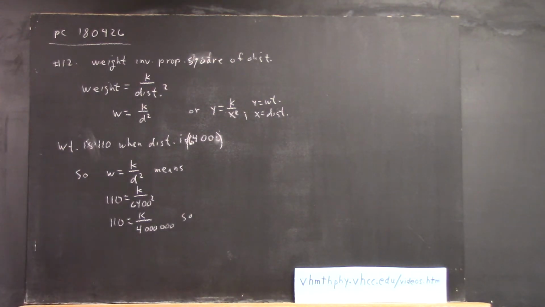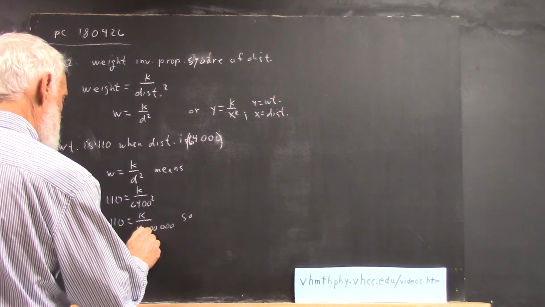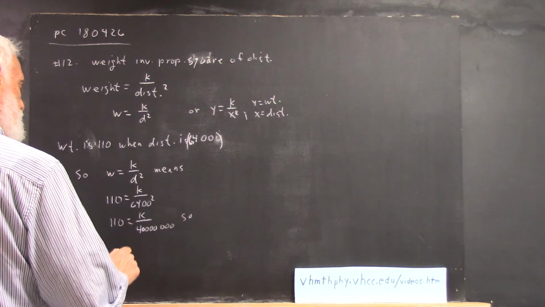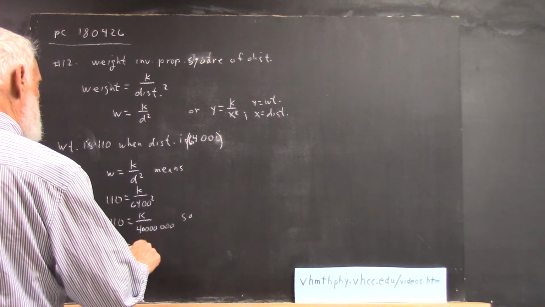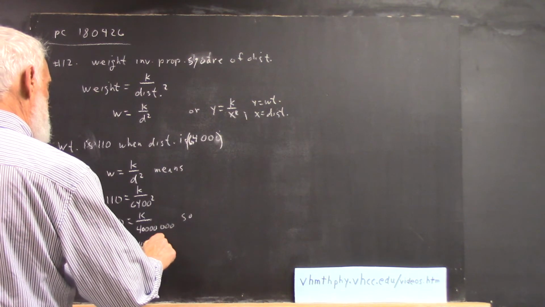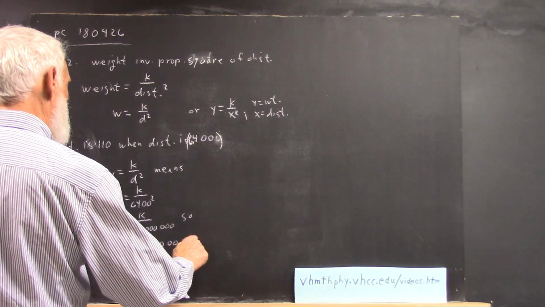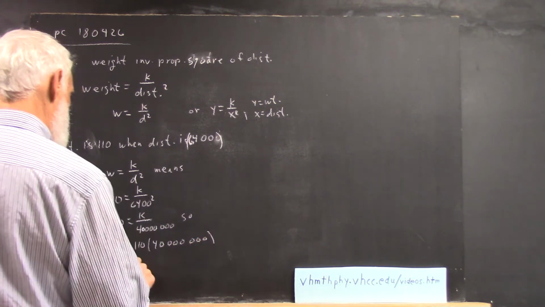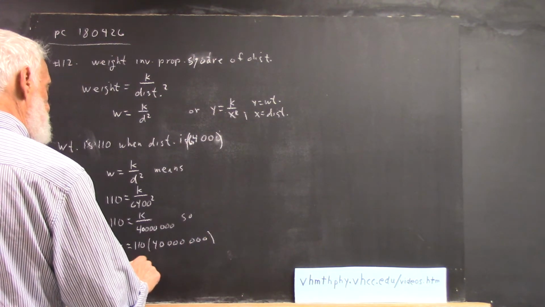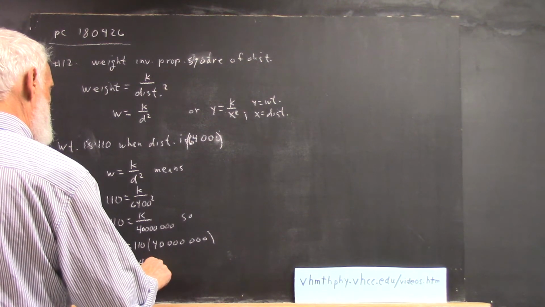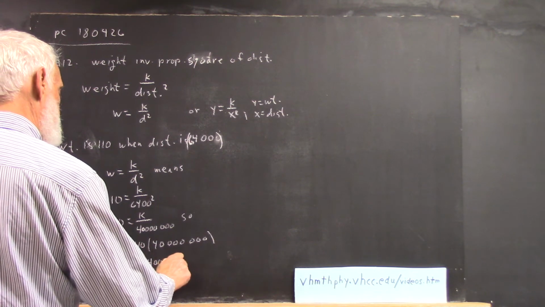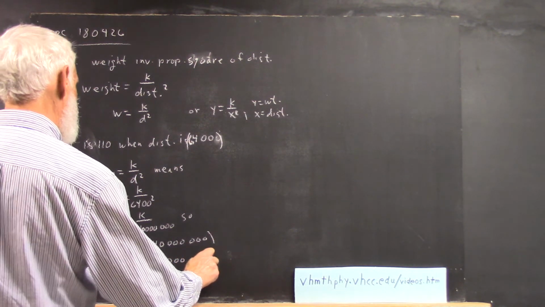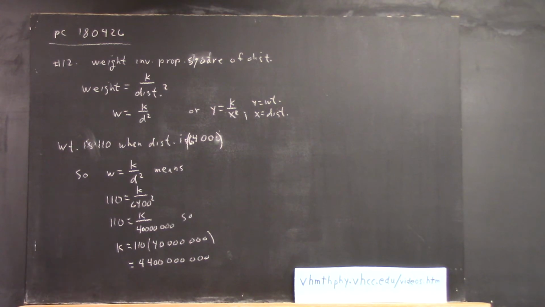Okay, 6,400 squared, everybody knows, is pretty close to 40 million. Left out a zero there. So K is pretty close to 110 times 40 million. And that would be 4,400,000,000. That's a big number, but it's just a number.